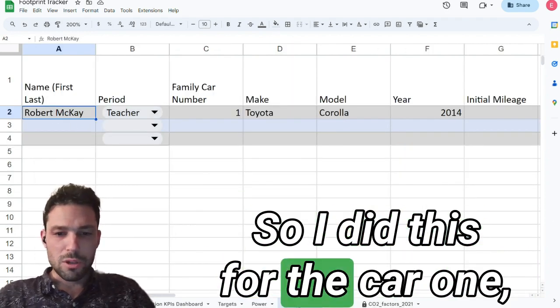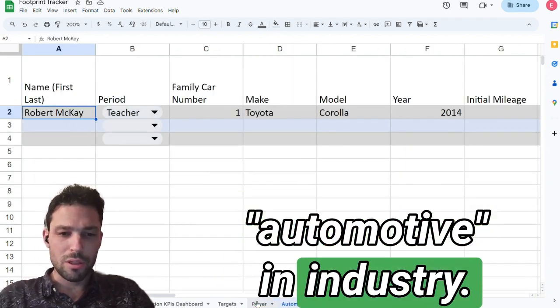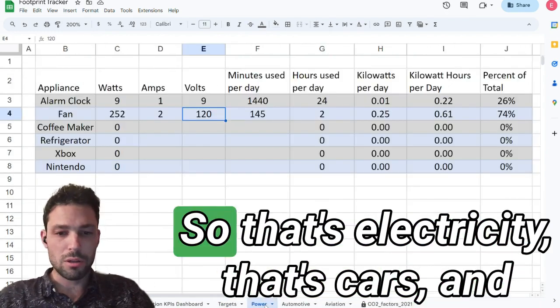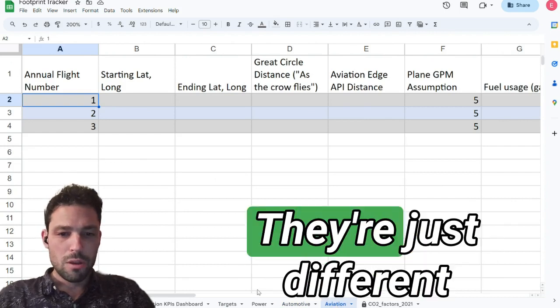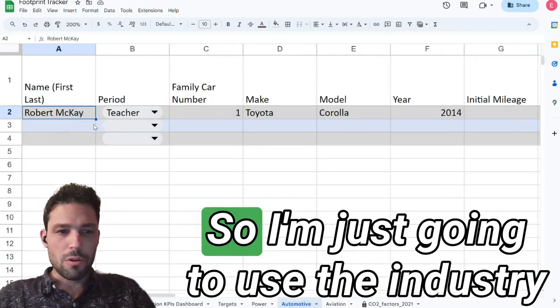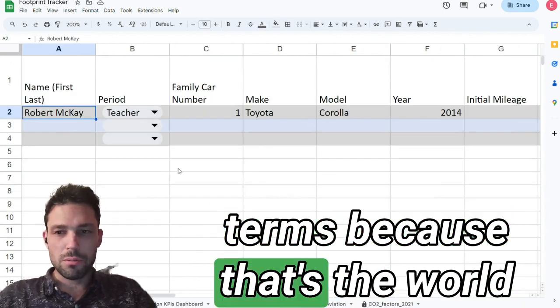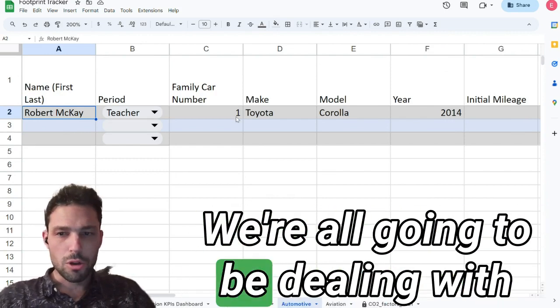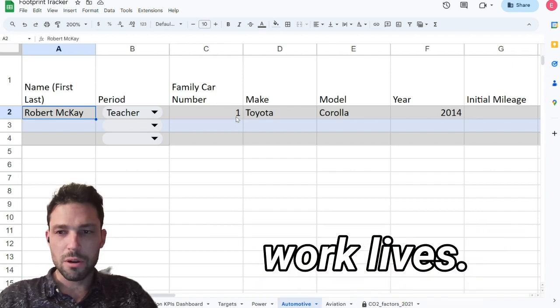So I did this for the car one. In industry, we talk about power, automotive, and aviation targets, right? So that's electricity, that's cars, and that's planes. Different words for it. So I'm just going to use the industry terms because that's the world from it. Think about how you're going to fit into that world as well. We're all going to be dealing with decarbonization stuff in our lives.